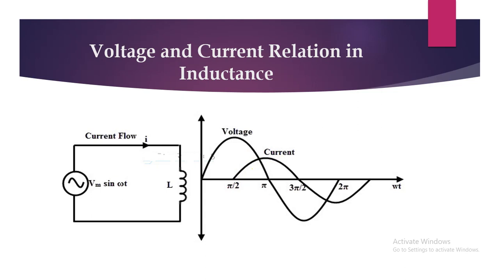You can see this in the diagram. This is the voltage waveform, this is the current waveform. Based on the property of the inductor, it does not allow the current to flow immediately. The rate of change of current takes place afterwards when we apply the voltage. That's why the voltage signal comes first, then the current signal comes later.